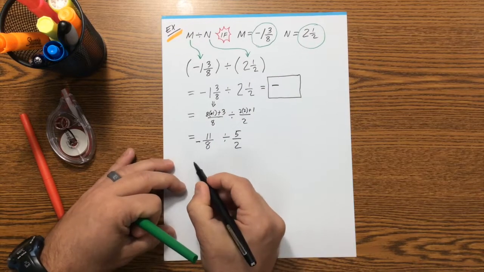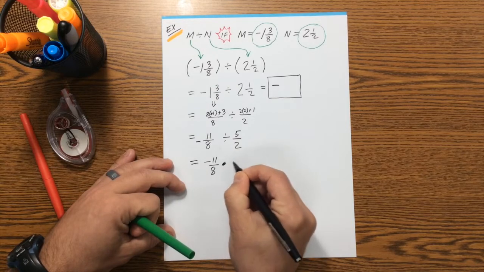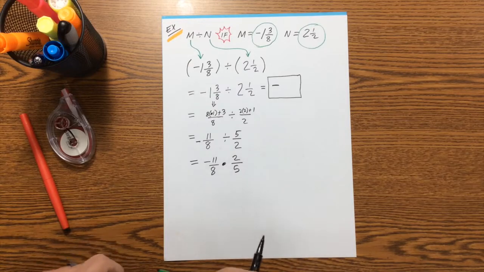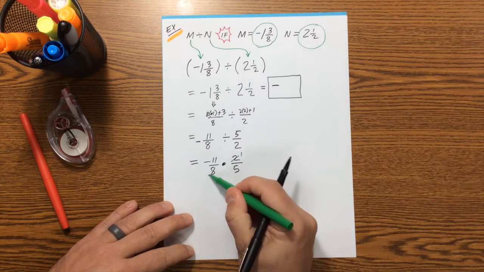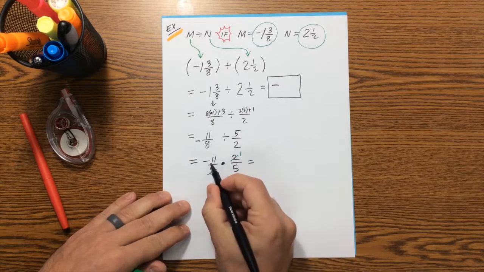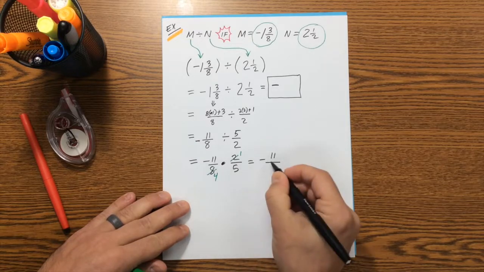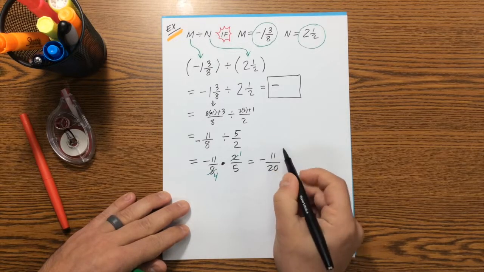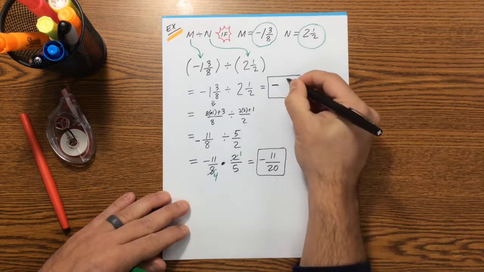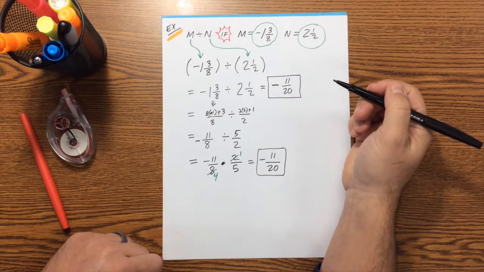So now I'm going to take this division problem and convert it into a multiplication problem. Now once again, we've got this lovely opportunity to cross-simplify. And there you go. So I'm going to get 11 times 1, which is 11. 4 times 5, which is 20. So there we go. That is our solution. -11/20, and it cannot be simplified any further.